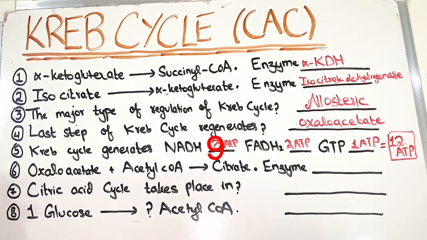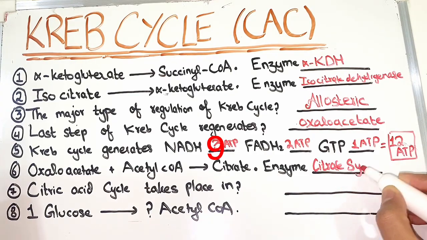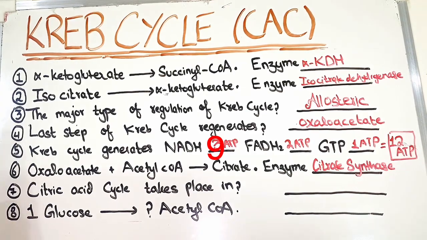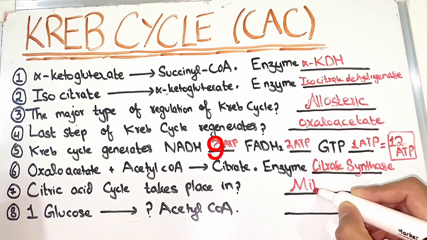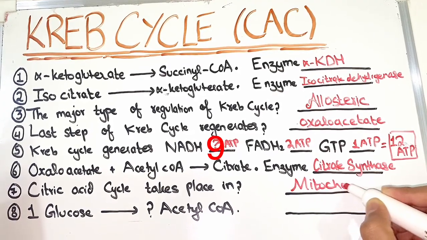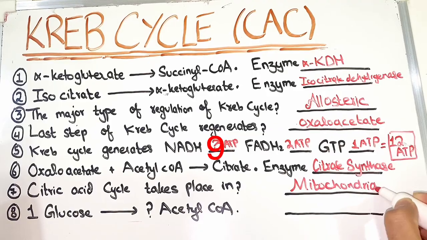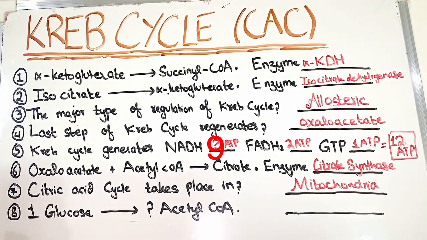So next, moving on to the next question, which is: oxaloacetate plus acetyl CoA into citrate uses which enzyme? It is citrate synthase. It is the first process of the Krebs cycle, where citrate is formed and the Krebs cycle starts. Where does the citric acid cycle take place, which is a very important question? It takes place in mitochondria.